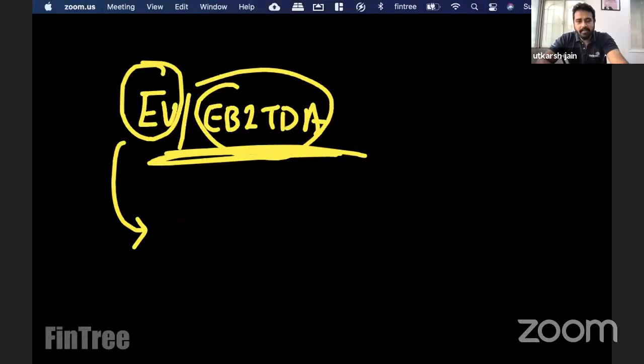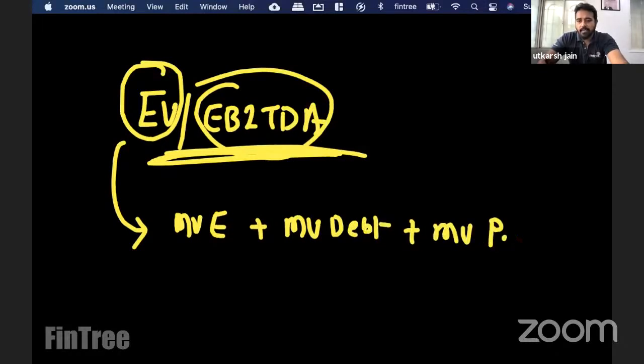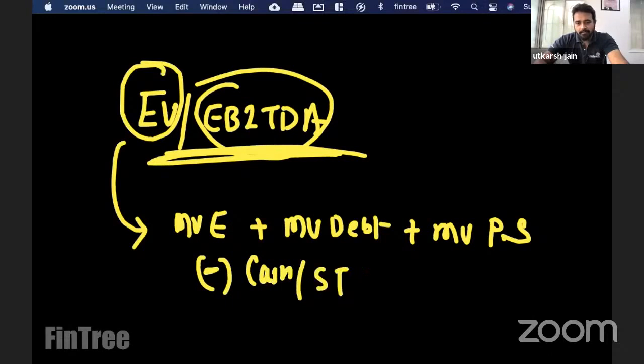This enterprise value is calculated as market value of equity plus market value of the debt plus market value of the preference shares or preferred stock, if the company has issued any, minus the cash and short term investments that the company is sitting on. So this is the definition of enterprise value: market value of equity plus market value of debt plus market value of preference shares, minus cash and short term investments.